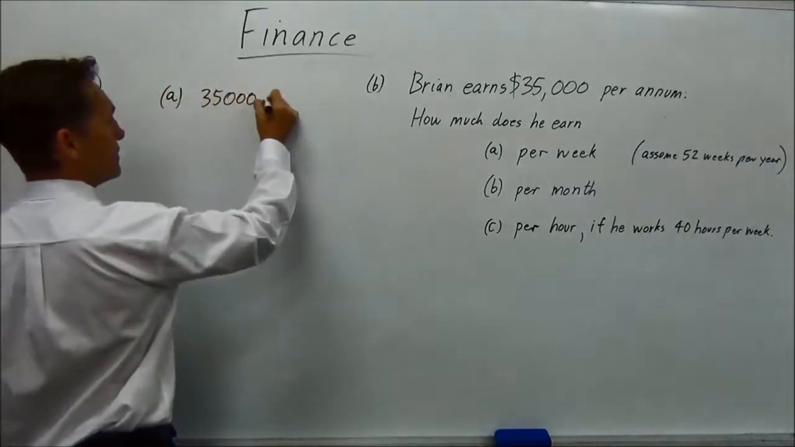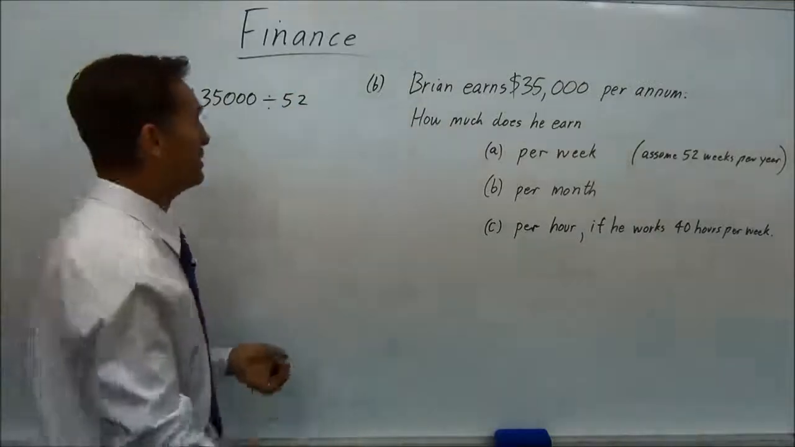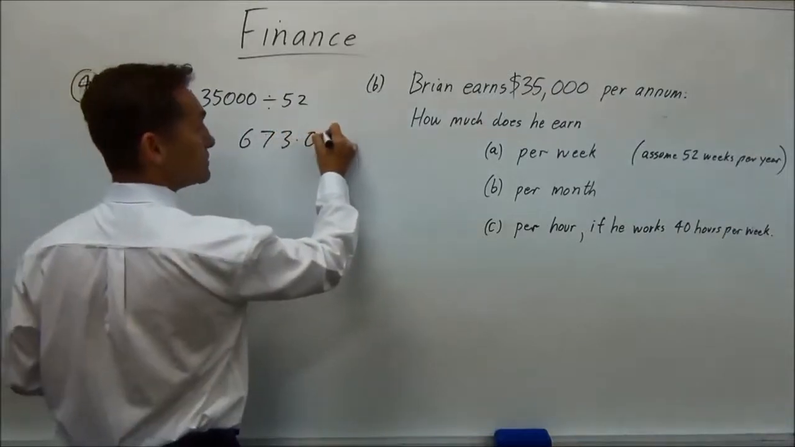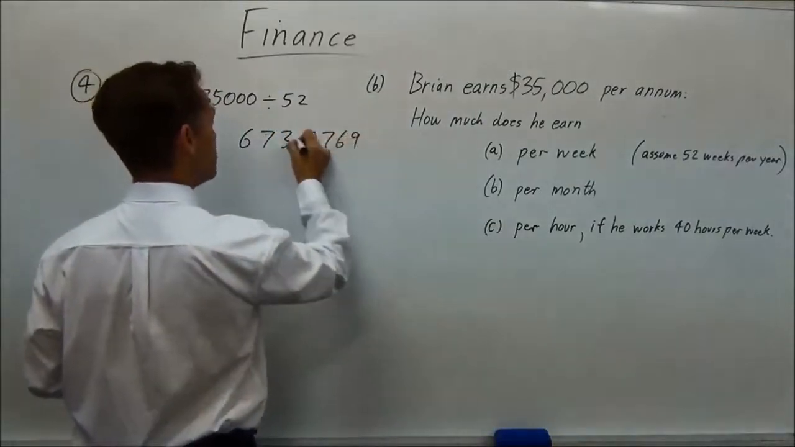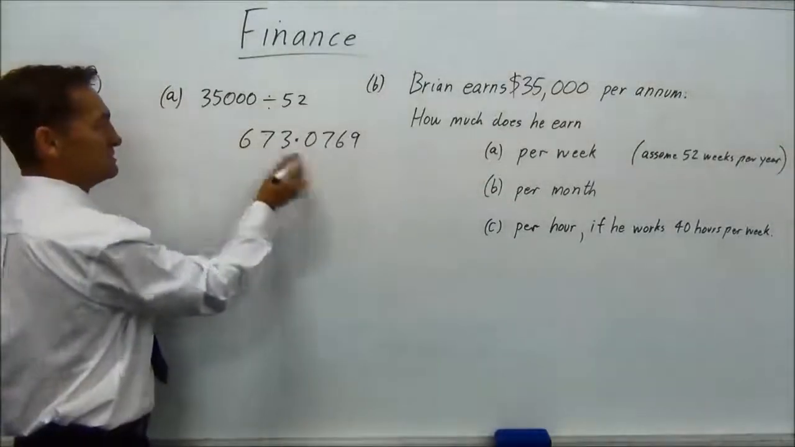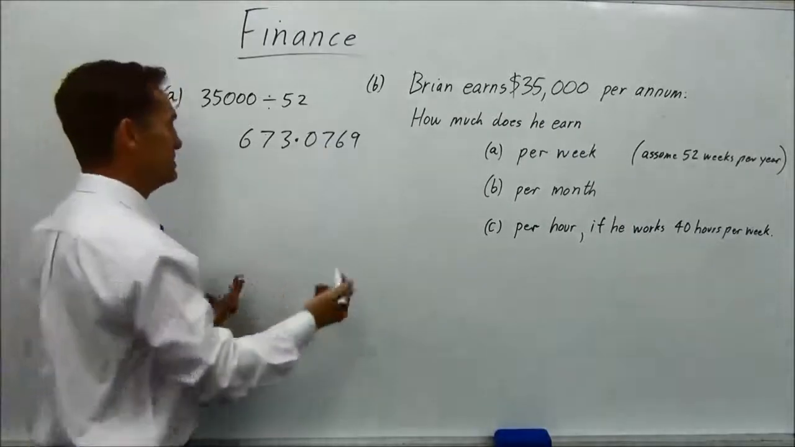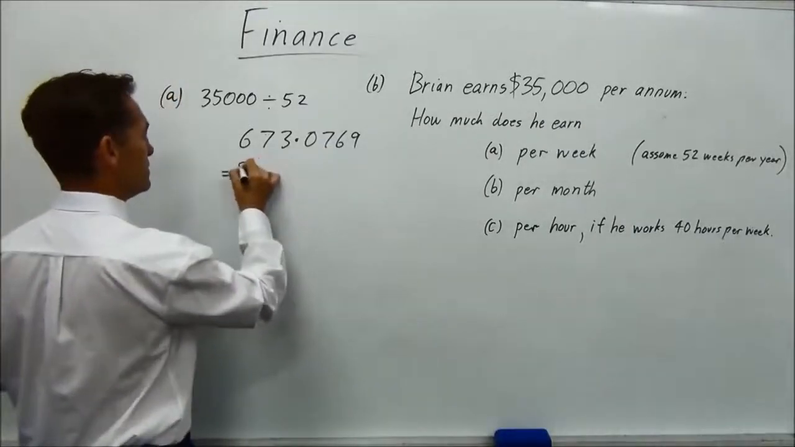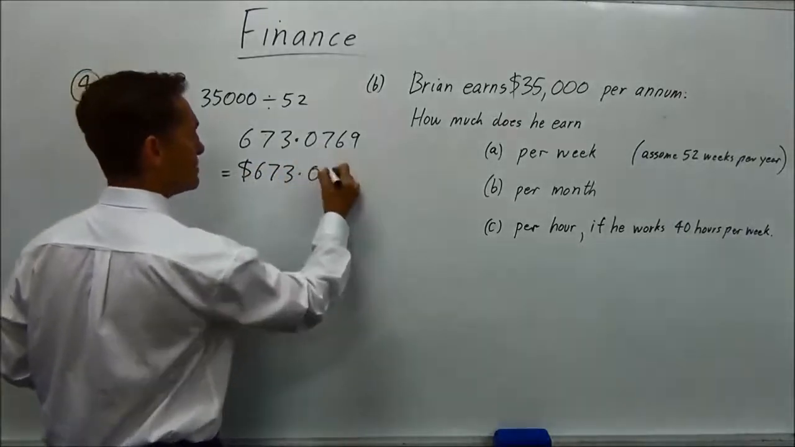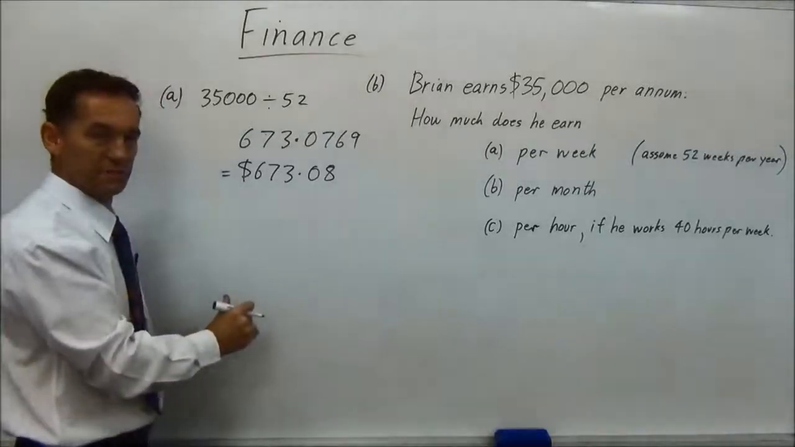35,000 divided by 52. Okay, punch that in your calculator and you should get 673.0769. Okay, you can't write that as an answer even if you put a dollar sign because there's only 2 cents and you always answer to 2 decimal places, so you would answer $673.08, and this will round up to 08. Okay, and that would be the correct answer.